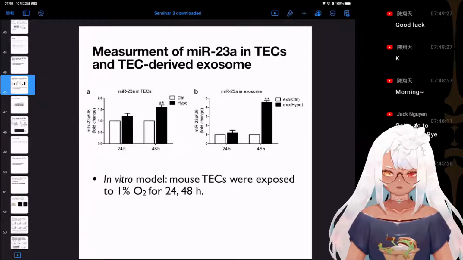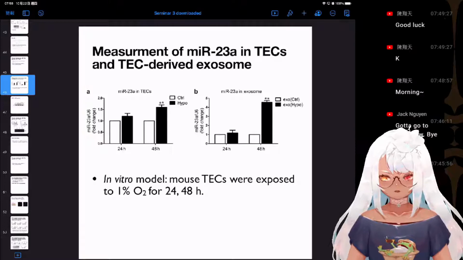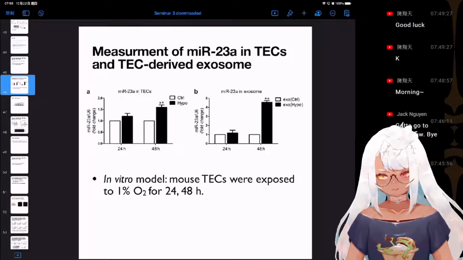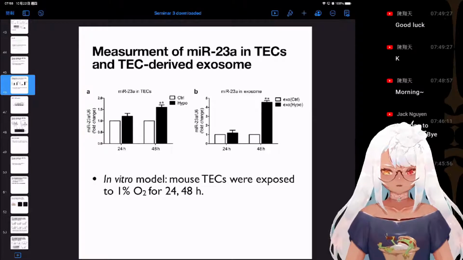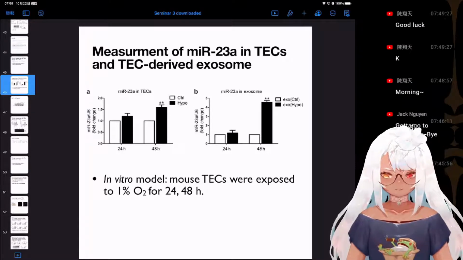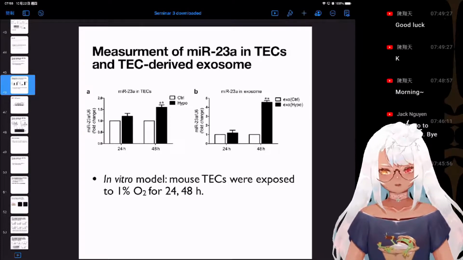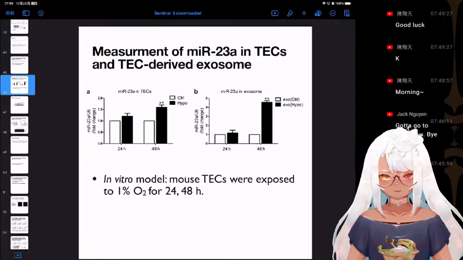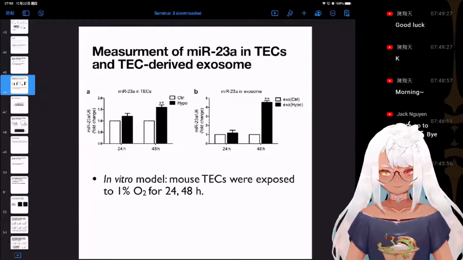The in vitro model that the author is using here is a mouse TEC cell line, and these TEC were exposed to 1% oxygen for 24 or 48 hours. The author tests which one might be a better time point for the experiment, so they measure the level in these two conditions.